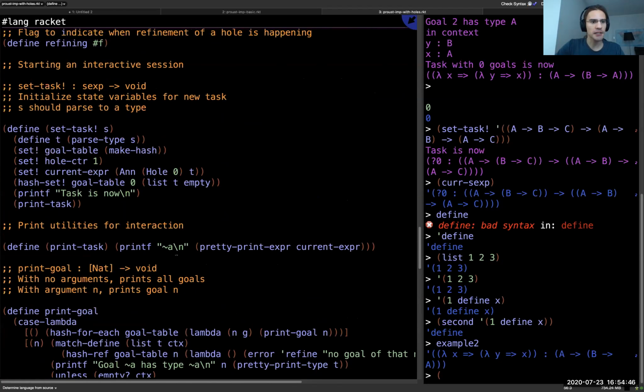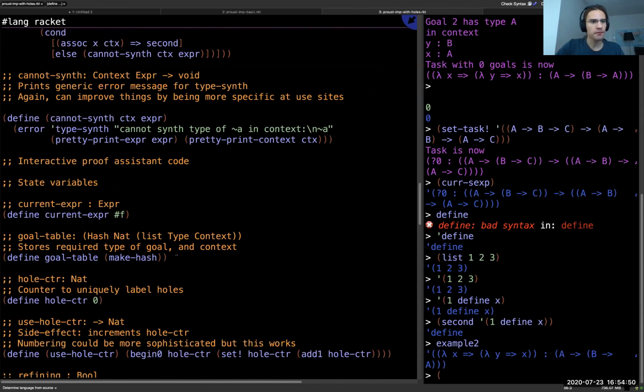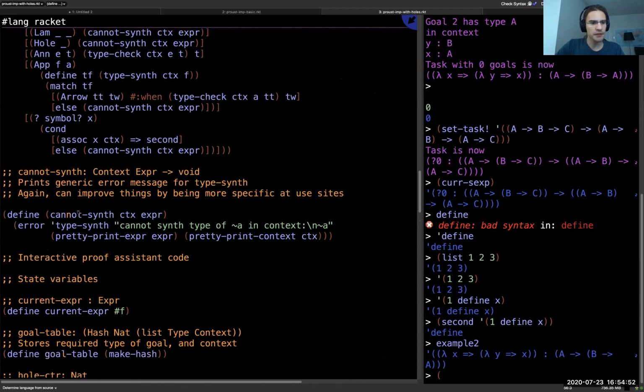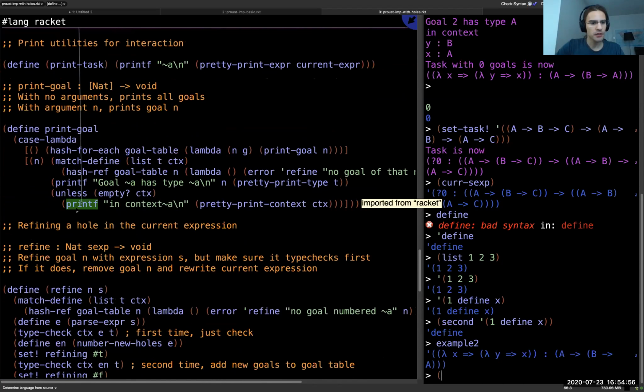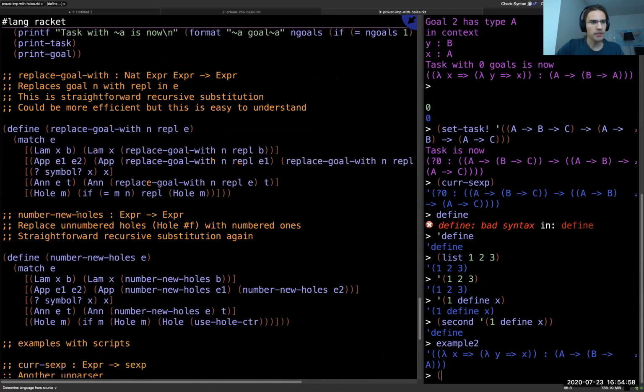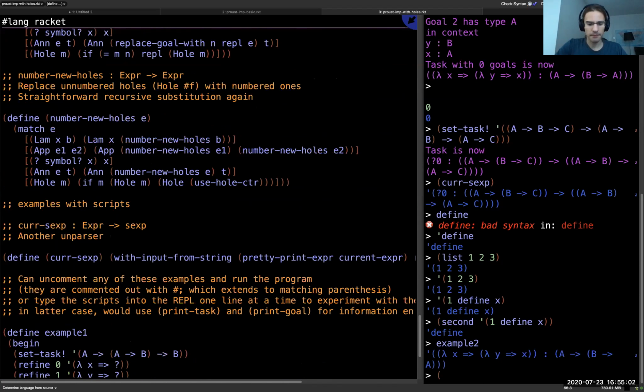How do we do that? We simply say check proof, which is defined at the bottom of this code. Anyway. And now let's say I check proof example 2. That will be the same thing as had I replaced example 2 with this expression.